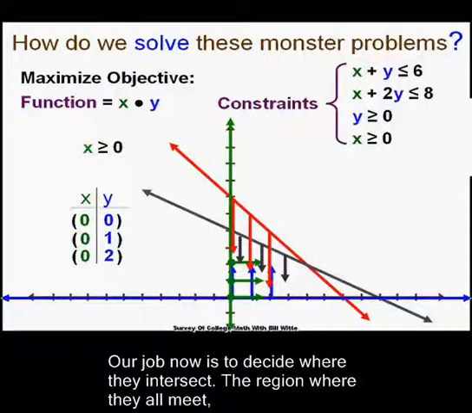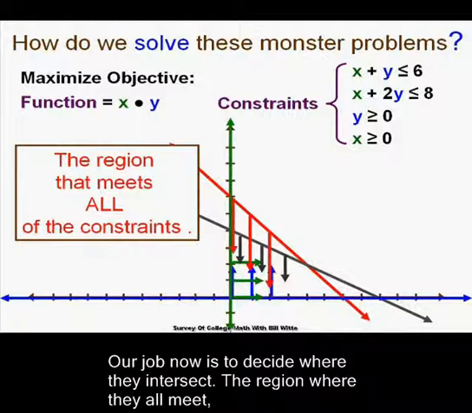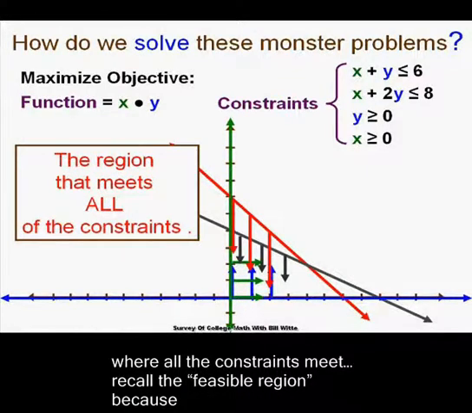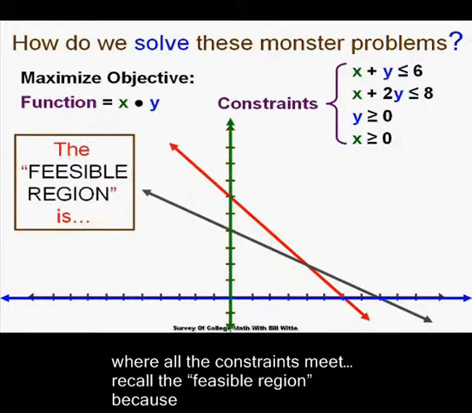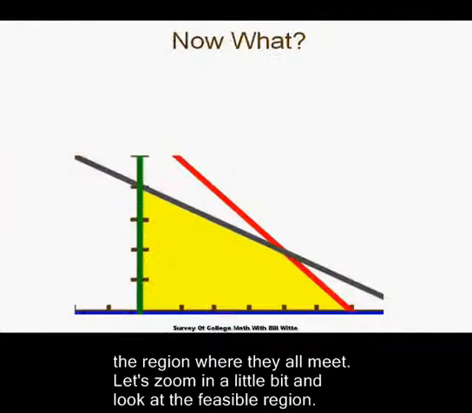Our job now is to decide where do they intersect. Now I want answers. I shall have answers. The region where they all meet, where all the constraints meet, we call the feasible region, because it's feasible because it meets all the constraints. So you're going to have to look at it, and that's going to be the region where they all meet. Prepare to be astonished. Let's zoom in a little bit and look at the feasible region.